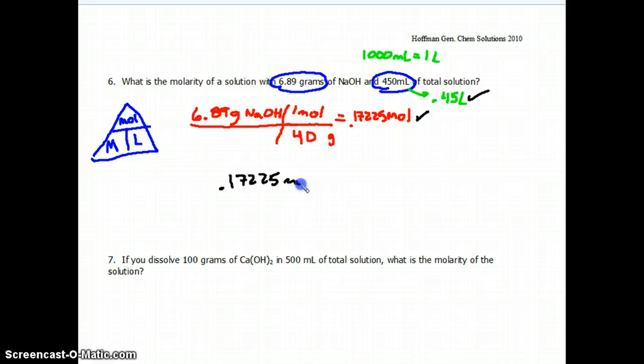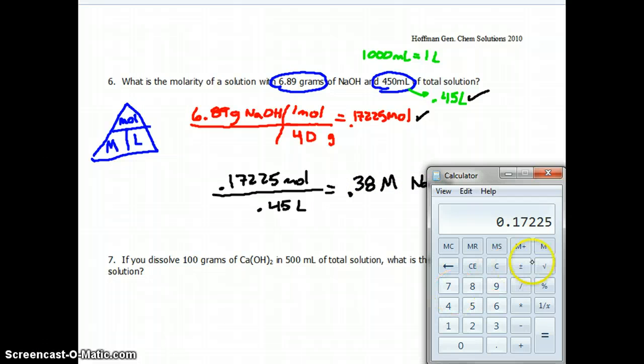0.17225 moles divided by 0.45 liters. You can pick up your calculator and figure this out. You should get 0.38 molar solution of sodium hydroxide. That's using an old answer key, so that may be off just a tiny bit.